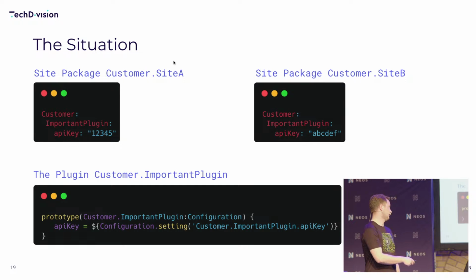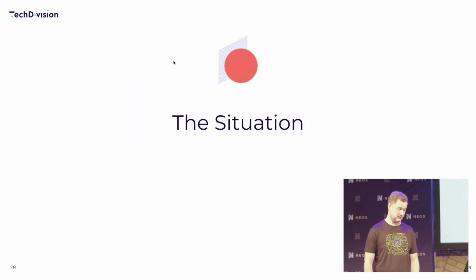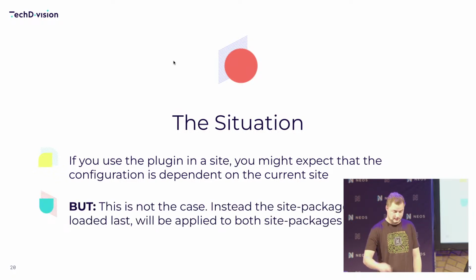In this case, for demo purposes, we want to read this configuration inside our Fusion code. The naive assumption would be that because you have configured it for one site and for the other site, the configuration is dependent on the site that you are on. But actually, this isn't the case. Instead, both of the sites get the same value, depending on which plugin gets loaded last. This is a problem we have seen a lot, especially with new Neos developers, where they stumble upon this. You expect that the configuration is dependent on the site, but as I said, this isn't the case. What gets loaded last will be applied to both sites.